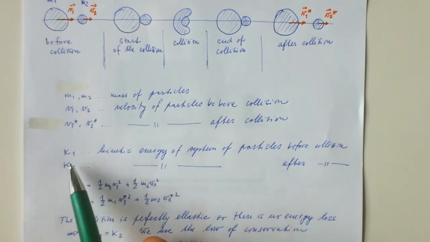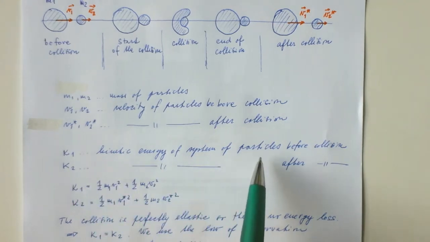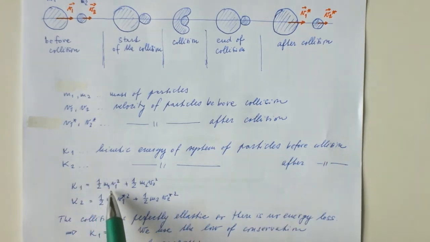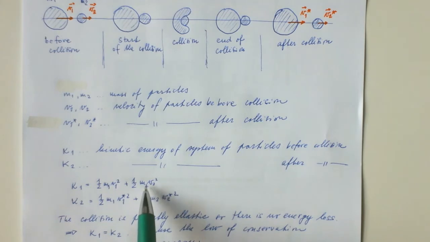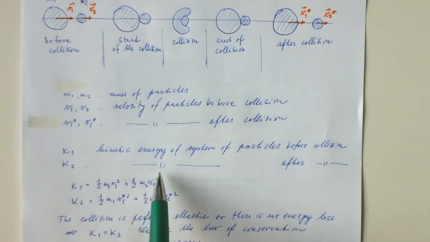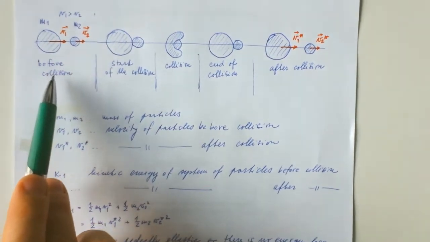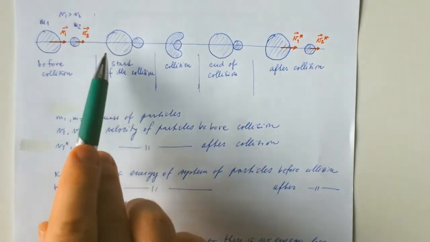So we need to calculate the kinetic energy of the system before collision, K1. It is the sum of the kinetic energy of the particles. So it is 1/2 of m1 v1 square, where v1 is the velocity before collision, plus 1/2 of m2 v2 square, where v2 is the velocity of the second particle before collision. So this is the kinetic energy of the system of particles before collision, at this phase.